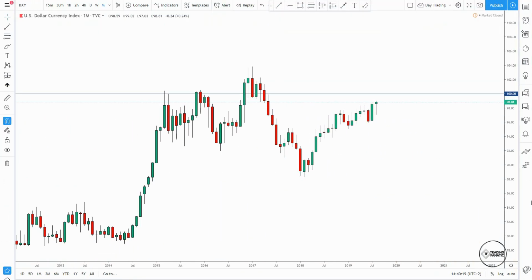As you all know guys, if you've been watching my videos, I always start with the DXY because it's the most important factor I implement into my trading, because here I judge the strength of the dollar, and because I trade mostly USD pairs, I like to see how the dollar behaves. So here we have the monthly time frame on the DXY.